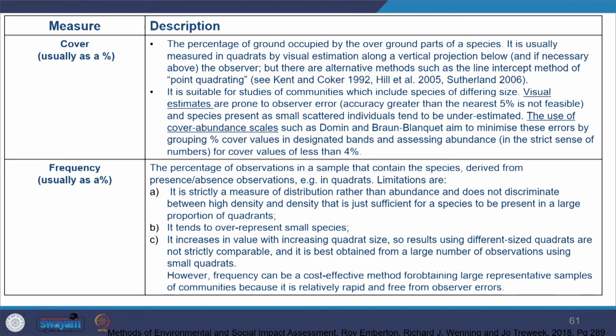You can study communities, and visual estimation is done here, but the limitation of visual estimation is that one can make errors, and there can be a lack of accuracy in this. But there are other methods to take care of the errors. There is something like cover abundance scales, which can be used for minimizing the error.